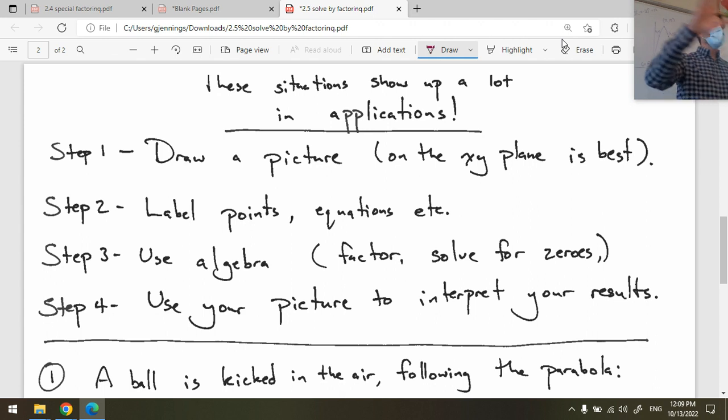Next thing is label all the points you can, label your equations, and put all your data onto your picture. Then start using algebra. Then start your factoring. Then start solving for the different x values. Then, once you've gotten the different x values, you interpret them through your picture. That way, you're always starting in reality, going to the fancy world of math, and bringing back the treasure you found and relating it to reality.